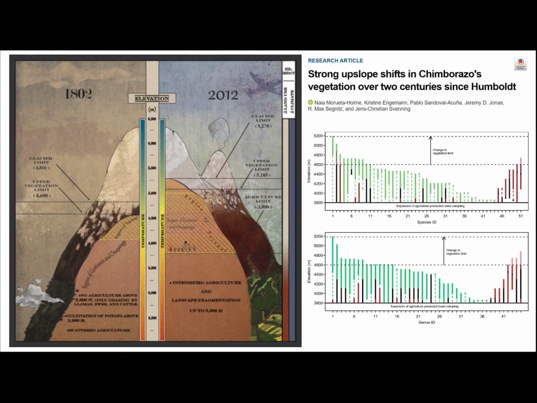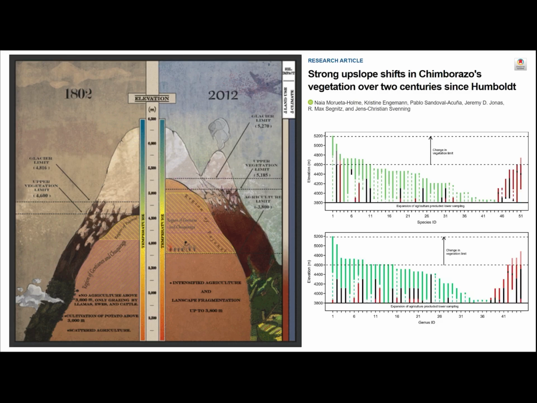This is a paper that I really like, and I think it illustrates really simply one of the challenges that we are facing during global warming. This paper compares a mountaintop in Ecuador, both from 1802 to 2012. And in 1802, it was documented by Humboldt very clearly. Humboldt did a great job of documenting the different vegetation layers and also the limits of glacier activity and the limits of vegetation on this mountain.